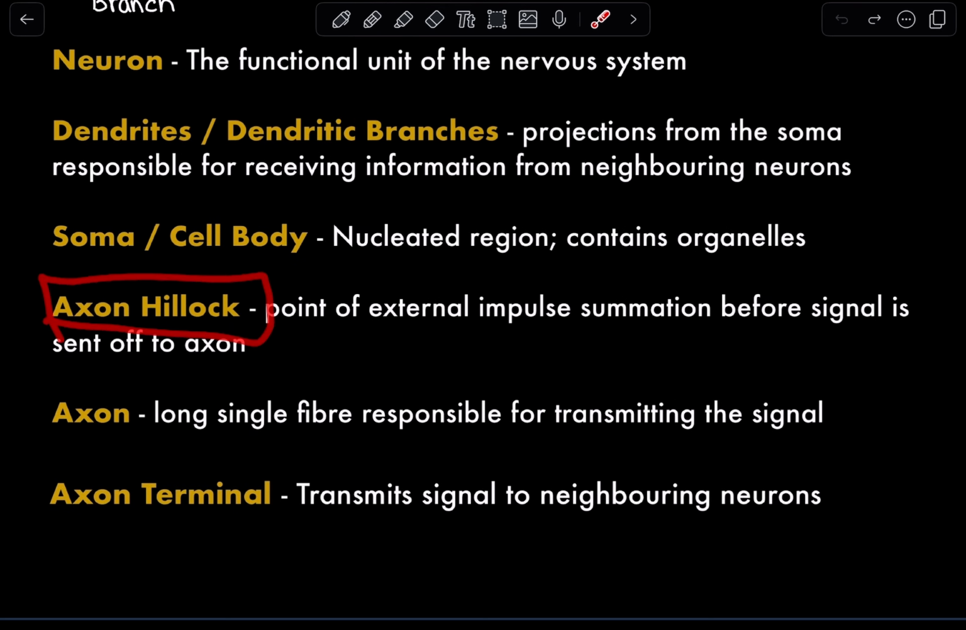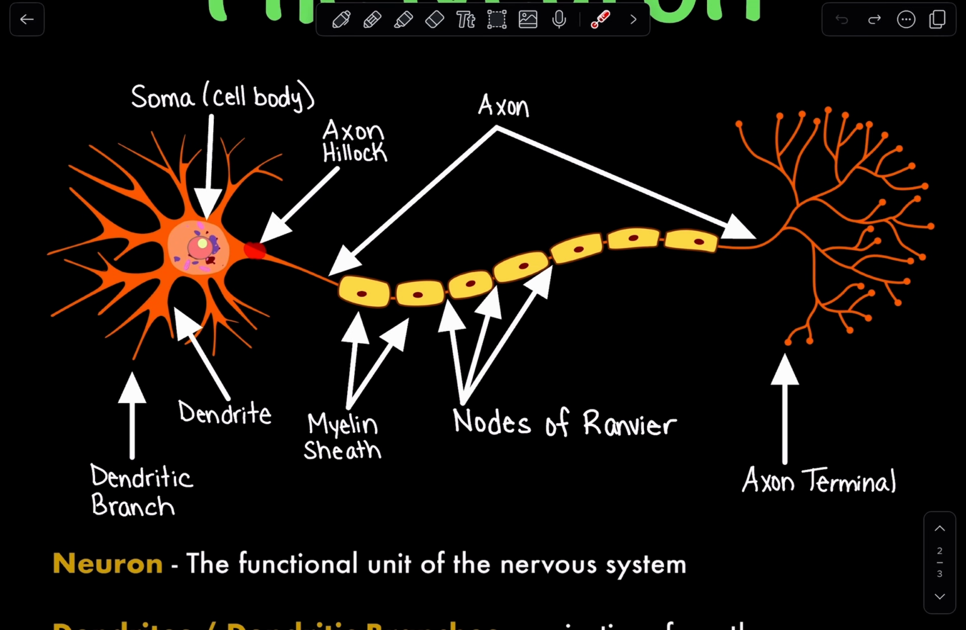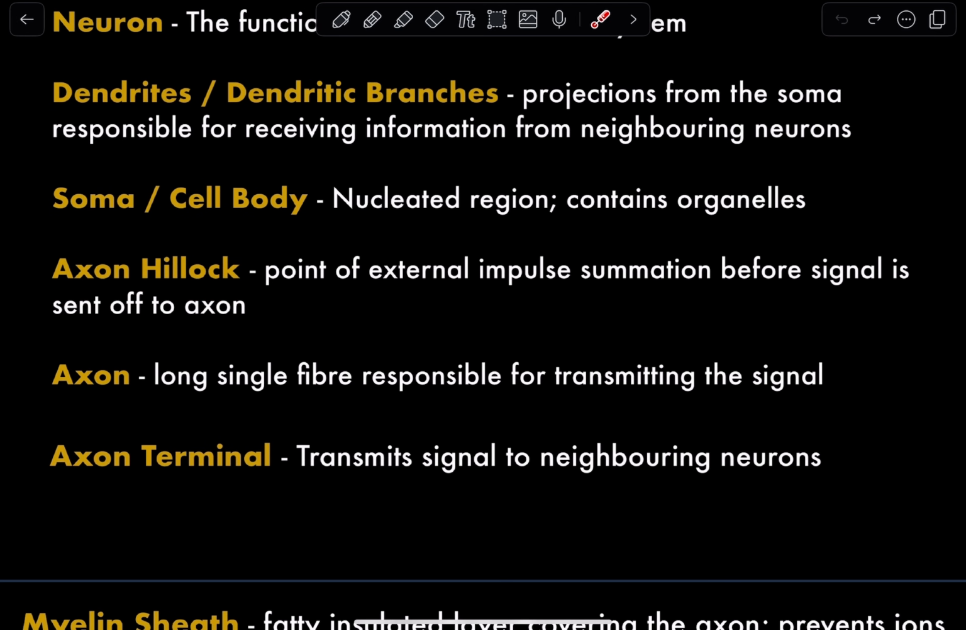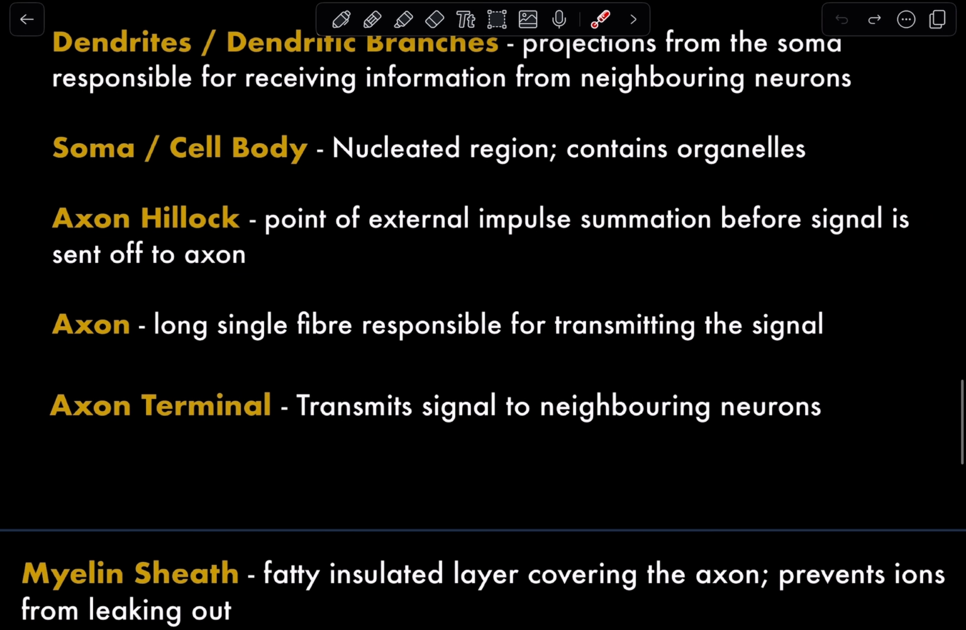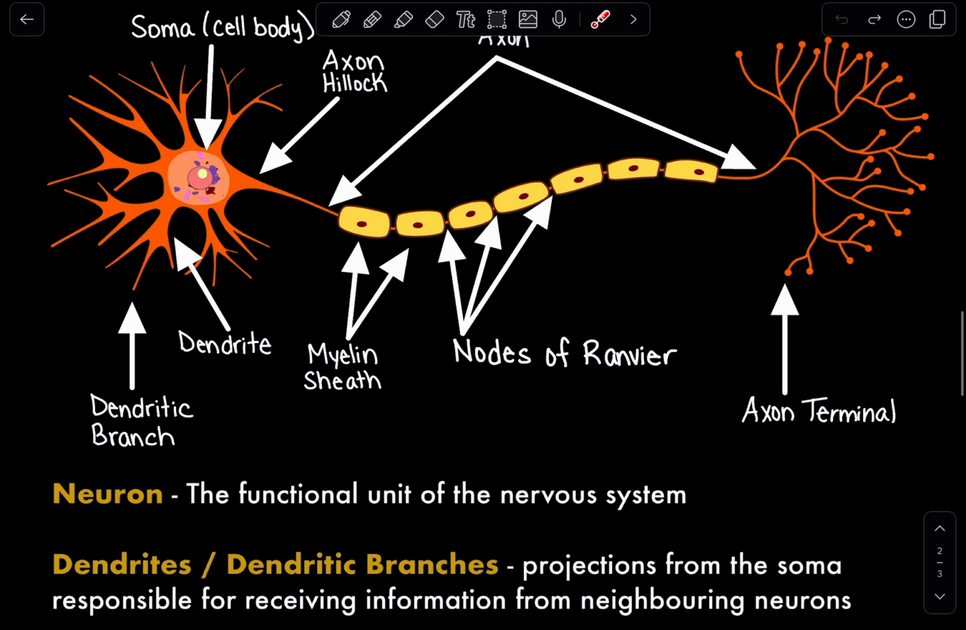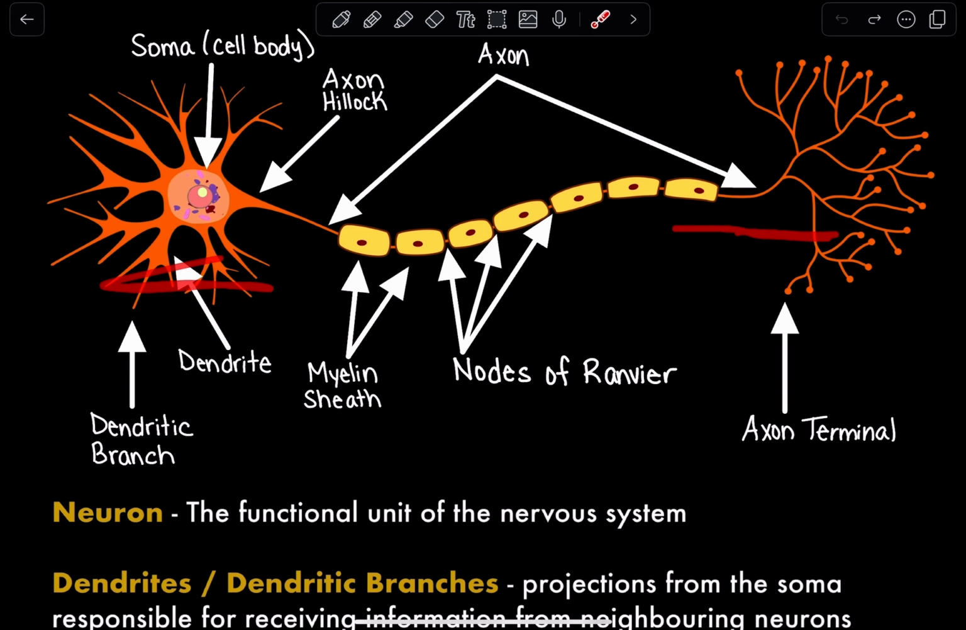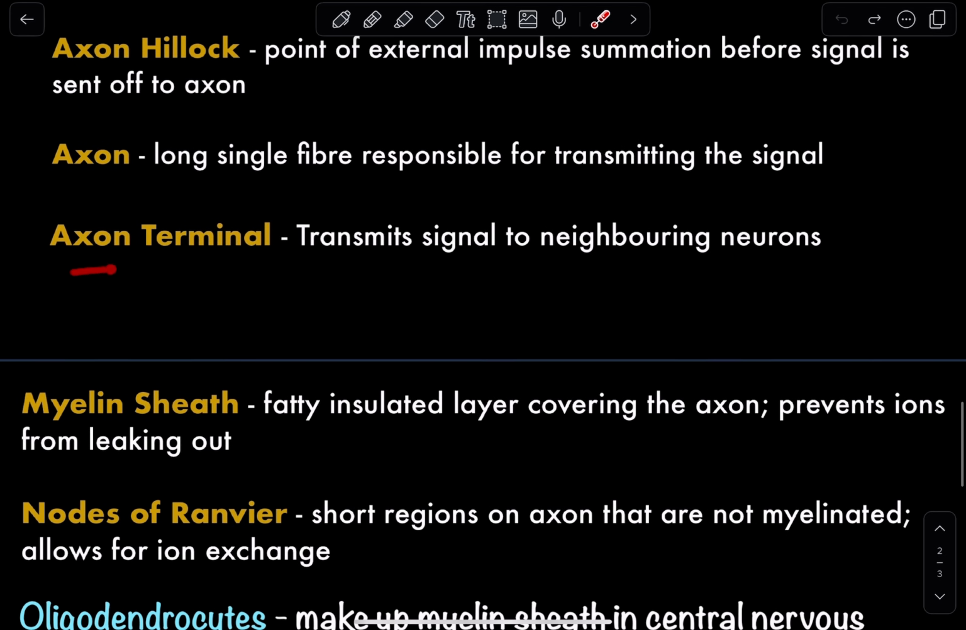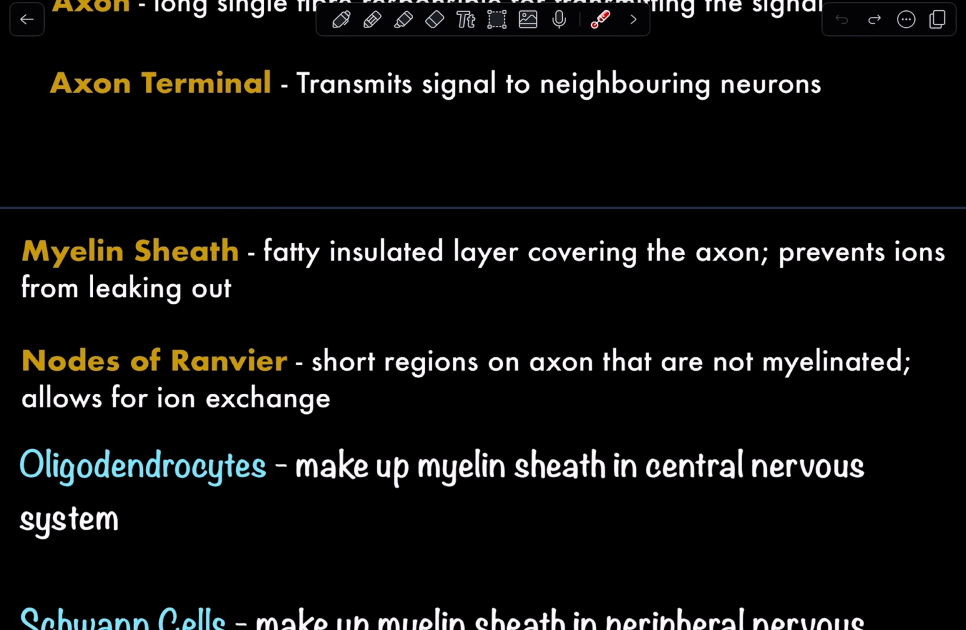The axon hillock. The axon hillock is the junction between that cell body and that axon, and it's the point at which the external impulses summate before the signal is sent off to the axon. Now, the axon itself is a long single fiber responsible for transmitting the signal, and it connects one end of the neuron to the other end of the neuron. The axon terminal transmits the signal to neighboring neurons, and then of course we have our myelin sheath, which is a fatty insulated layer covering the axon, and it prevents ions from leaking out.